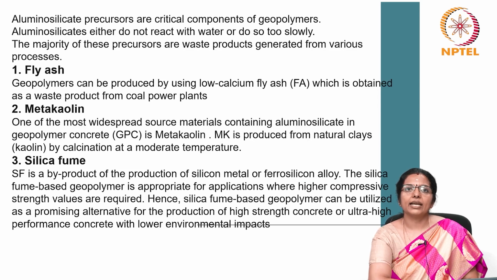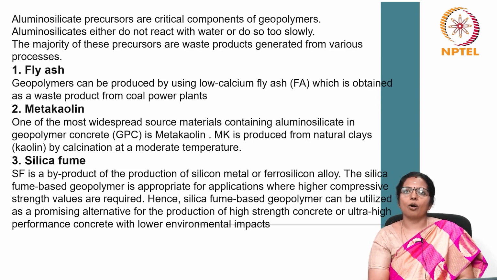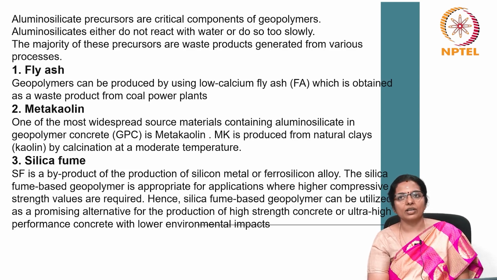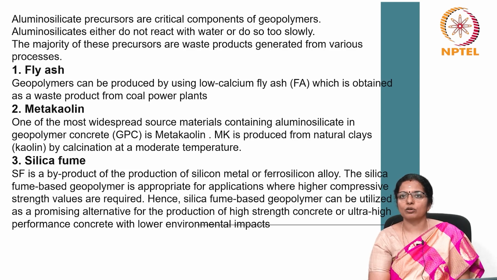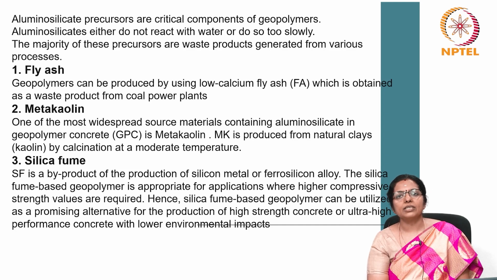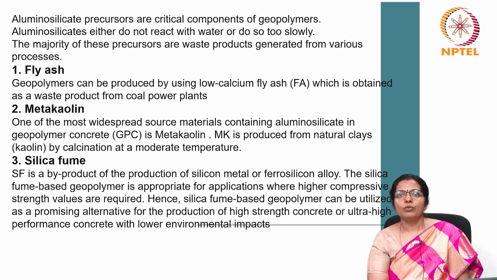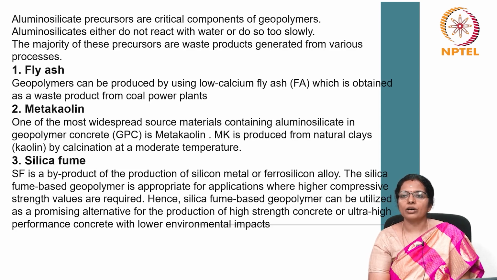Now, aluminosilicate precursors are critical components of geopolymers. Aluminosilicates either do not react with water or do so too slowly. The majority of these precursors are waste products generated from various processes. First, fly ash. Geopolymers can be produced by using low carbon fly ash, which is obtained as a waste product from coal power plants.